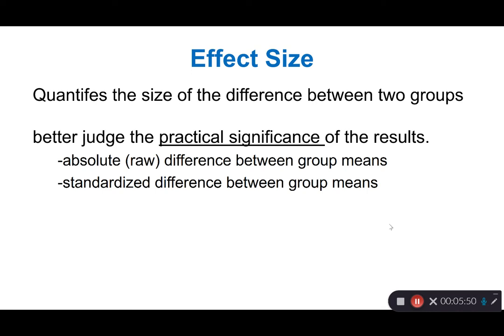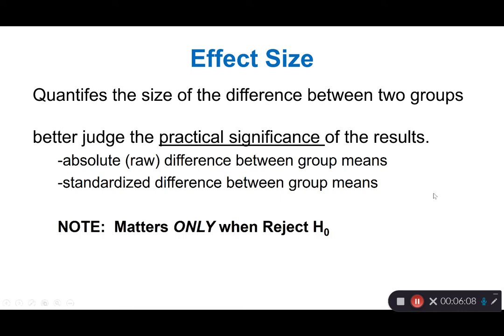And then we divided by the standard deviation, which is the typical difference from the sample mean. So we could look to see if that person was above or below the typical difference. Now it's important to remember with Cohen's d and thinking about effect size that it matters only when we reject the null hypothesis, because it's when we reject the null hypothesis that we are saying we have evidence of something. We have found an effect. Therefore, we can take the next step and say, how large is the effect?